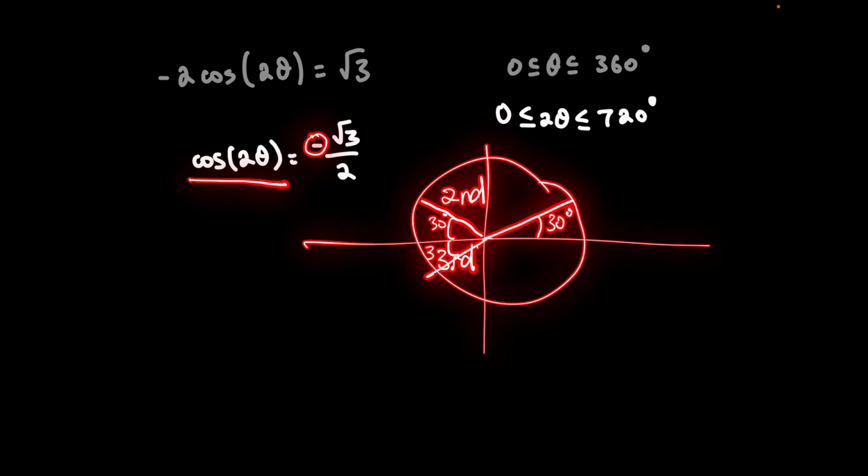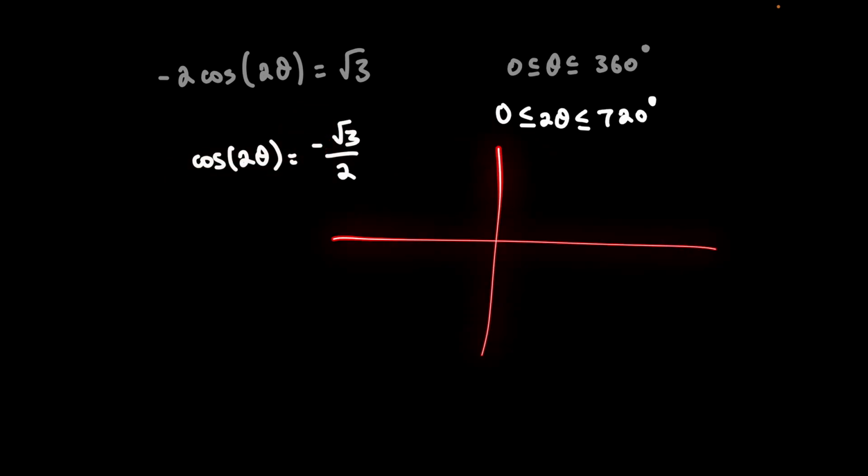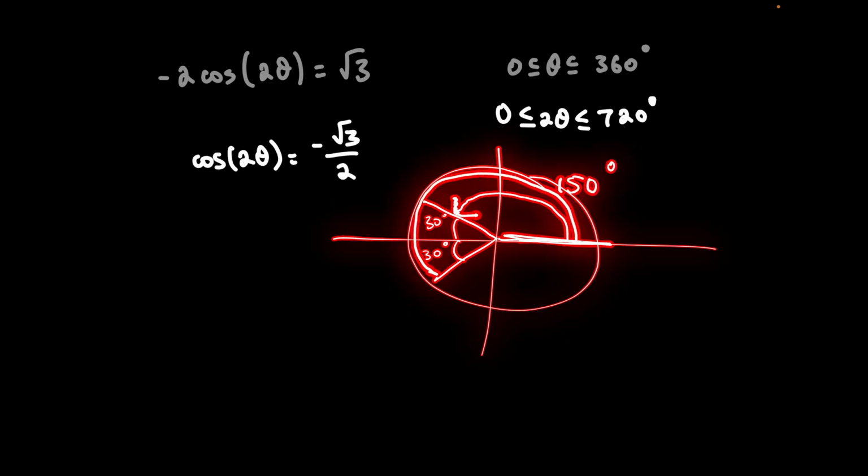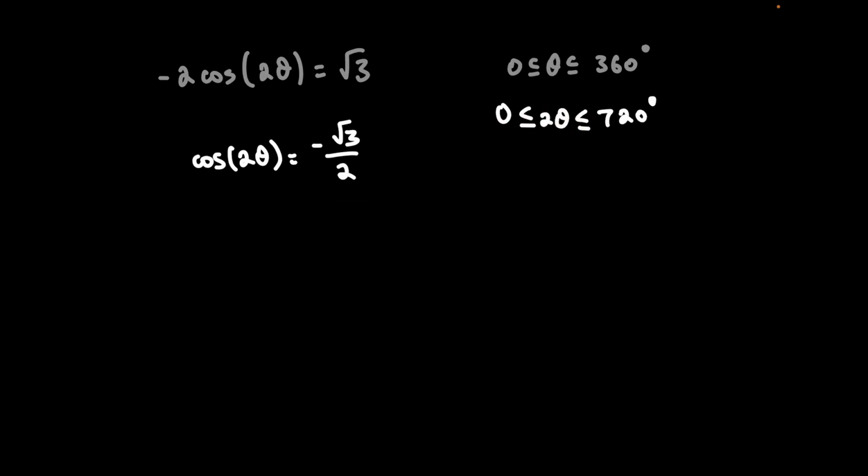But what is the actual angle when we read it from the positive x-axis? So I'll do it again. 30 degrees here, 30 degrees here. What is the actual angle when we read it from the positive x-axis? So what is this angle here? Well, that would simply be 150 degrees. And then what would this angle here be, all the way around in the third quadrant? That would be 180 plus 30, which is 210 degrees. So far, these are our two solutions, 150 and 210. So 2 theta is equal to 150 degrees and 210 degrees.